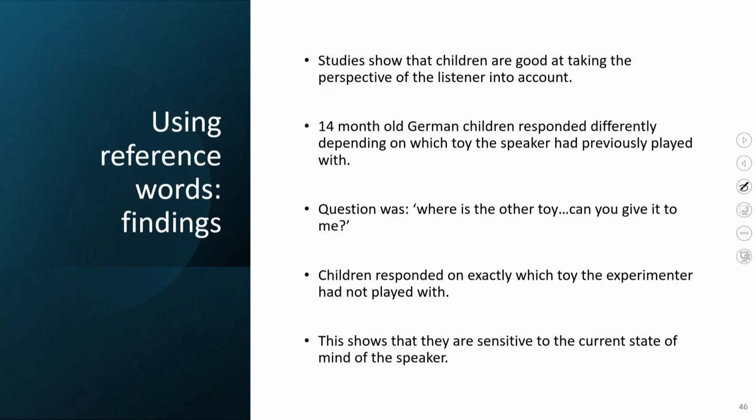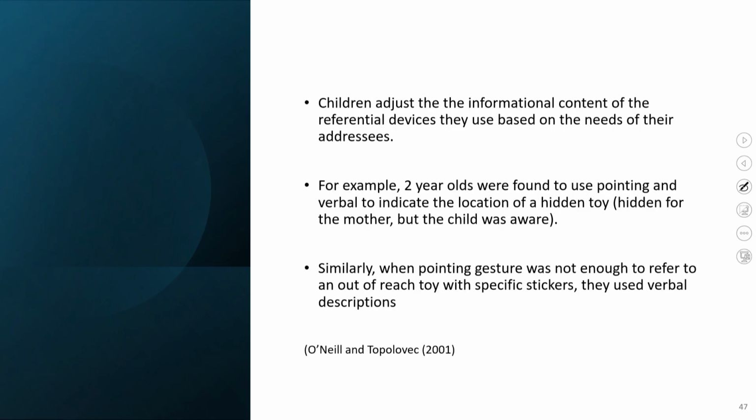Question was the other person, the adult, was asking, where is the other toy, can you give it to me? Now, when the person is asking where is the other toy, the child already understands that the toy the experimenter is talking about is the one that he has not seen, that he has not played with, because the word other has been used. So, by decoding this message, the child is trying to understand the speaker's mindset at that given point of time, and they are able to respond accordingly.